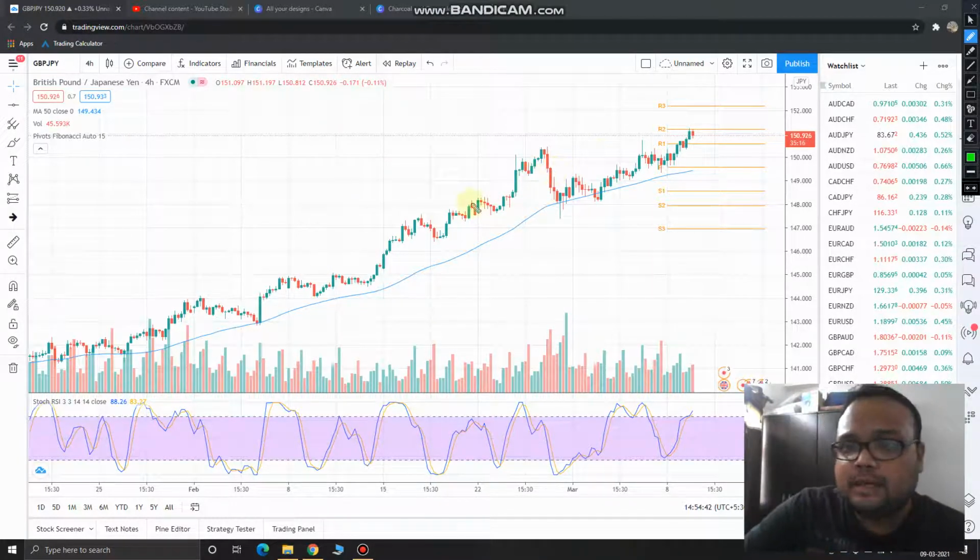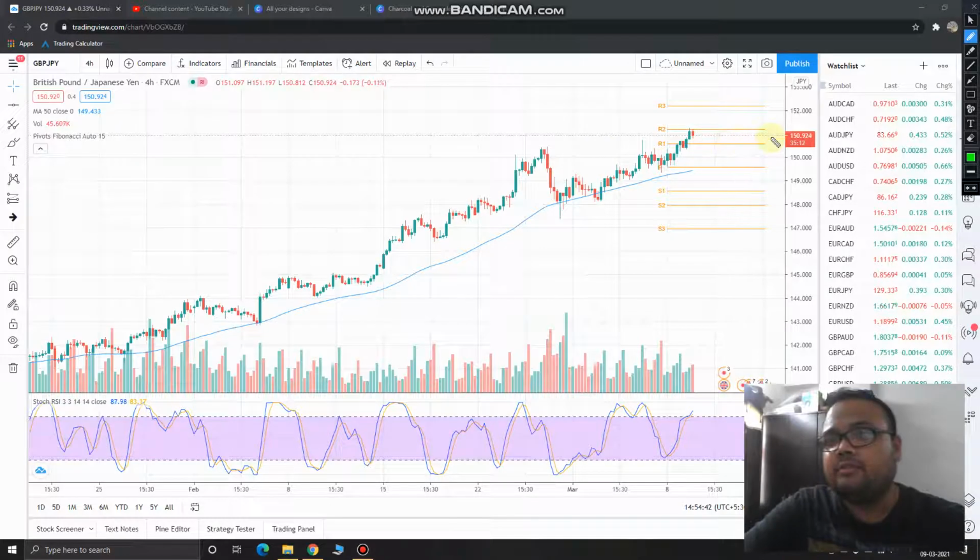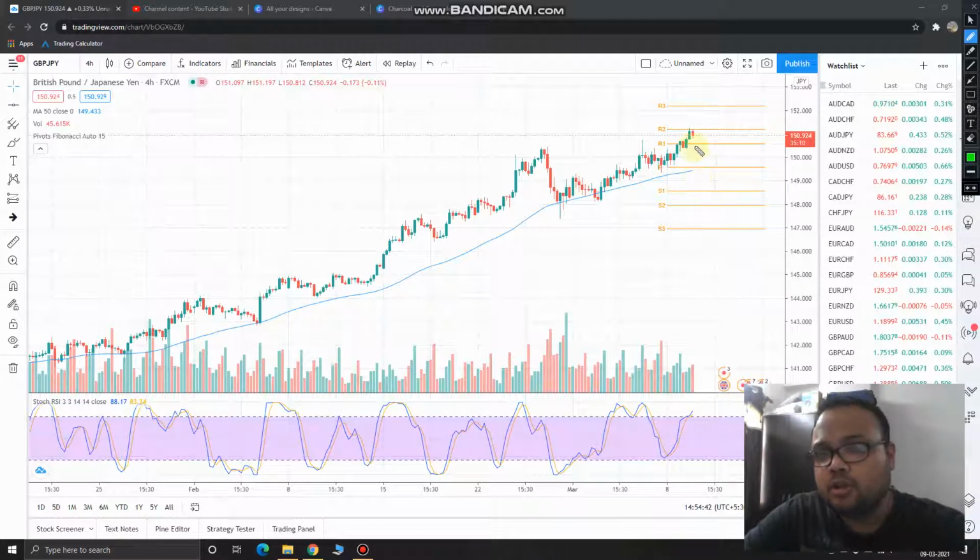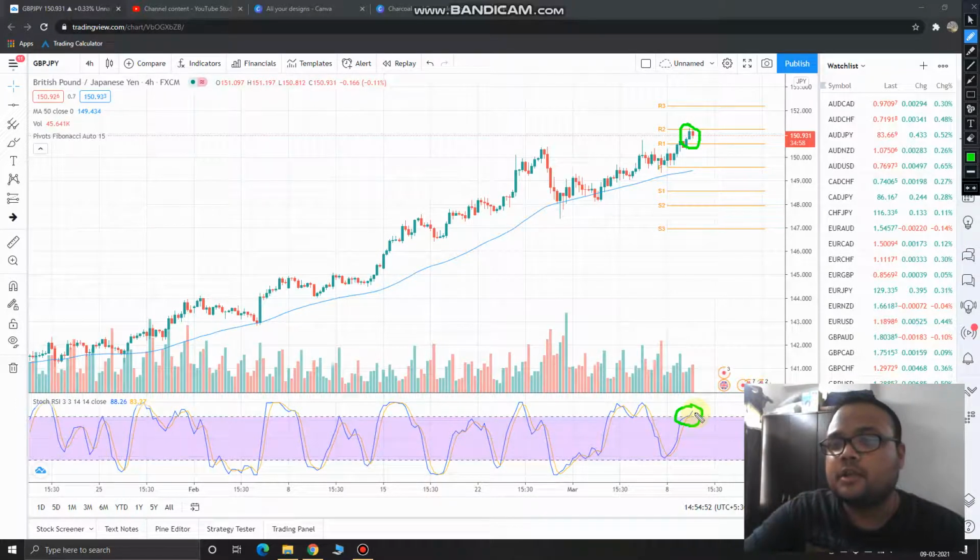Though it is a trending market, market is trading at 150.92 level, but you should not jump into the trade right now because this is not your area of value. You can see that this is a stochastic RSI indicator. You can see that stochastic RSI is in the overbought zone. So let the stochastic RSI indicator come down to the oversold zone.